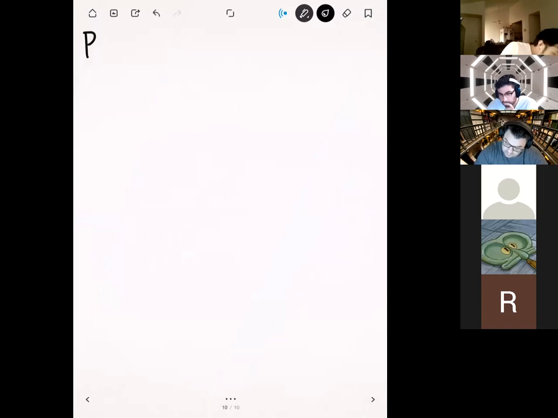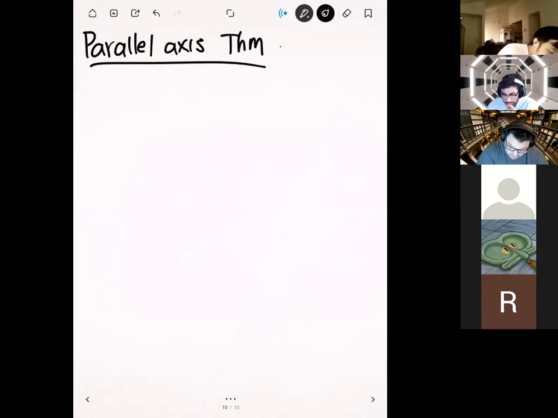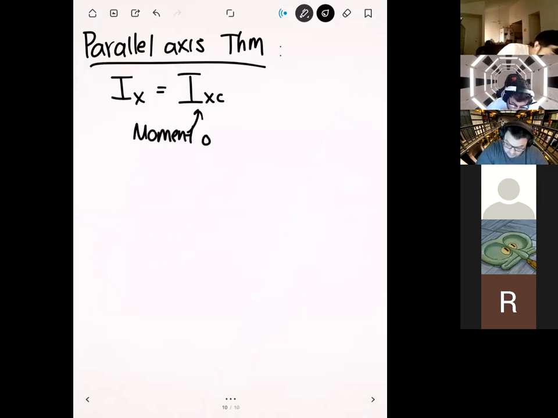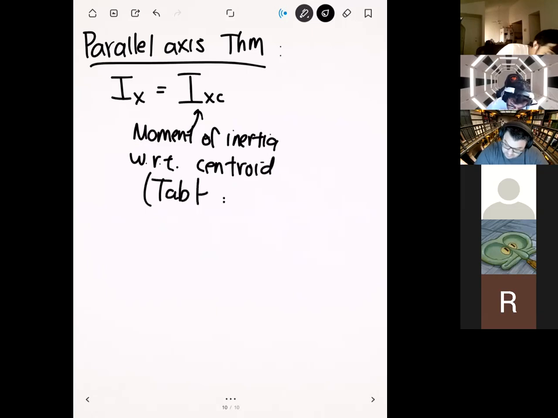Okay, so let's employ the parallel axis theorem. With the parallel axis theorem, we can say that Ix, which is the moment of inertia of the surface with respect to the surface, is equal to Ixc. This is the moment of inertia with respect to the centroid. This is really convenient because this is something you can often look up in a table.